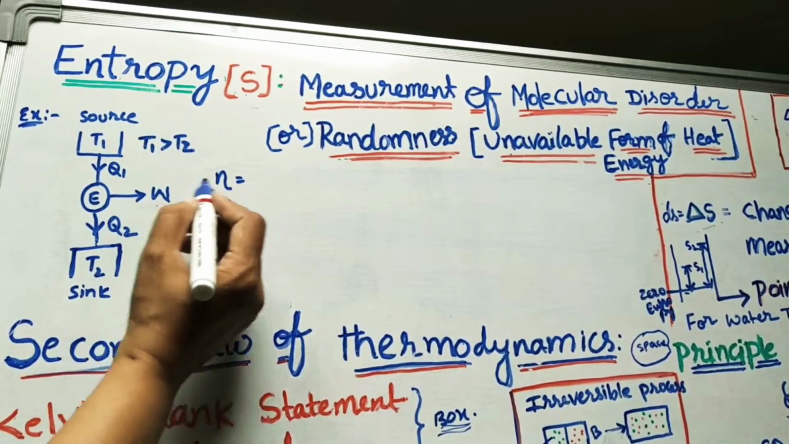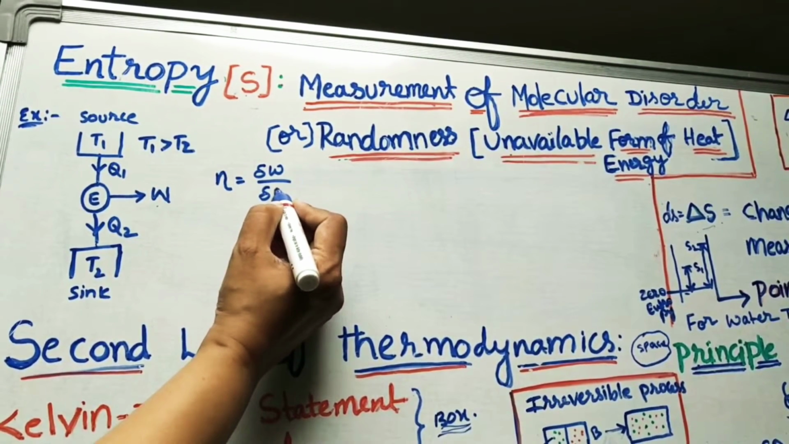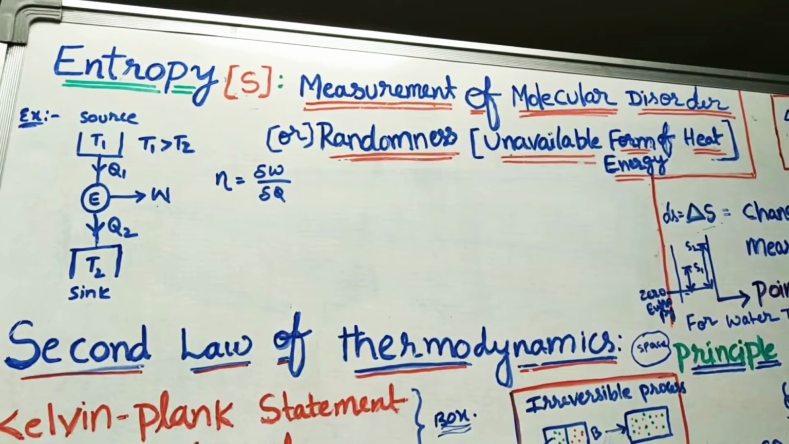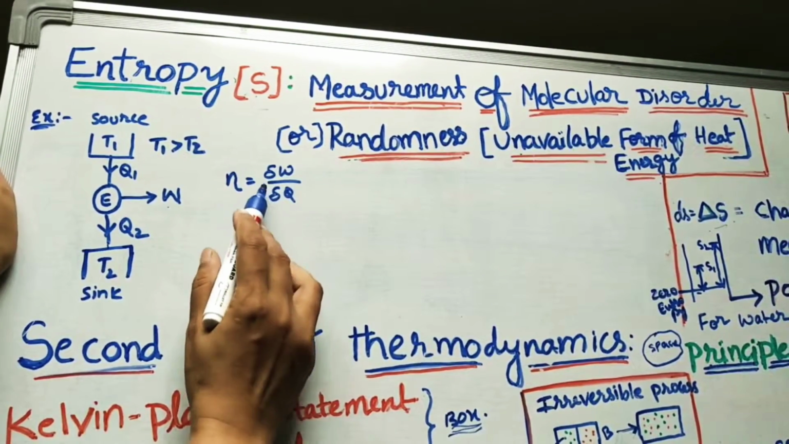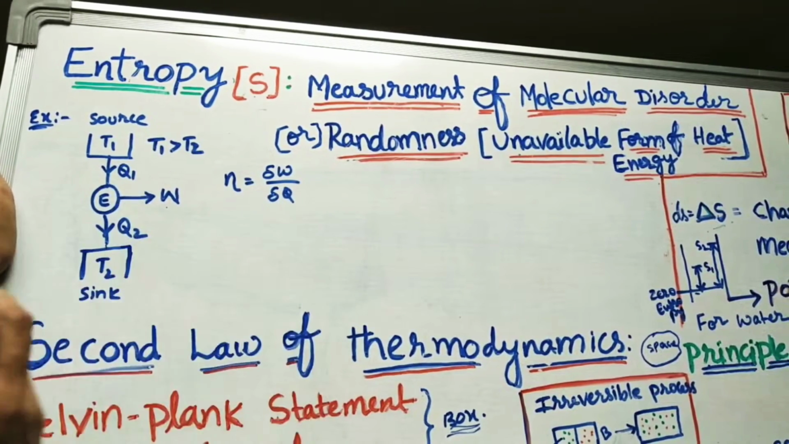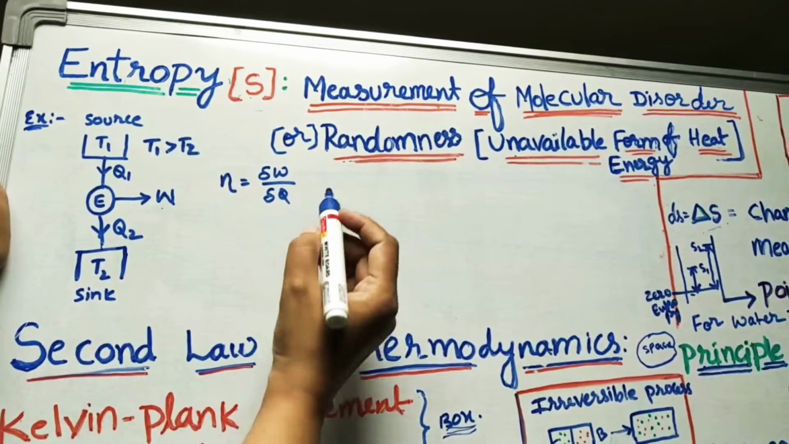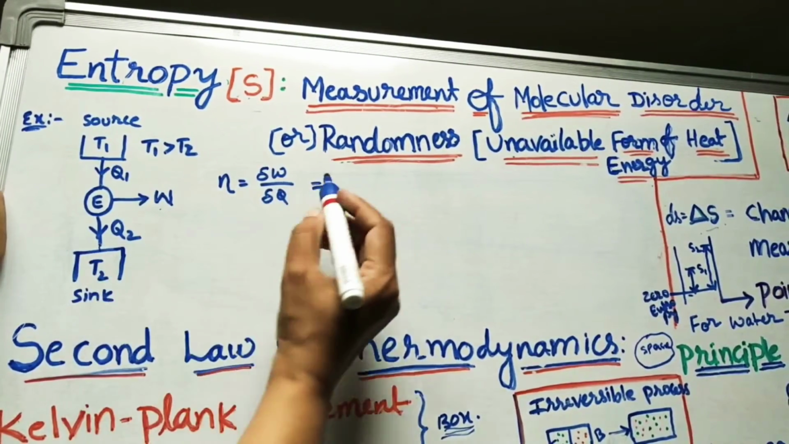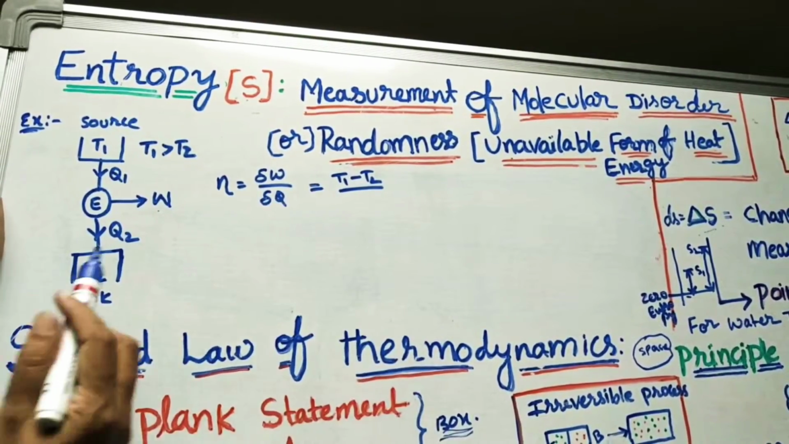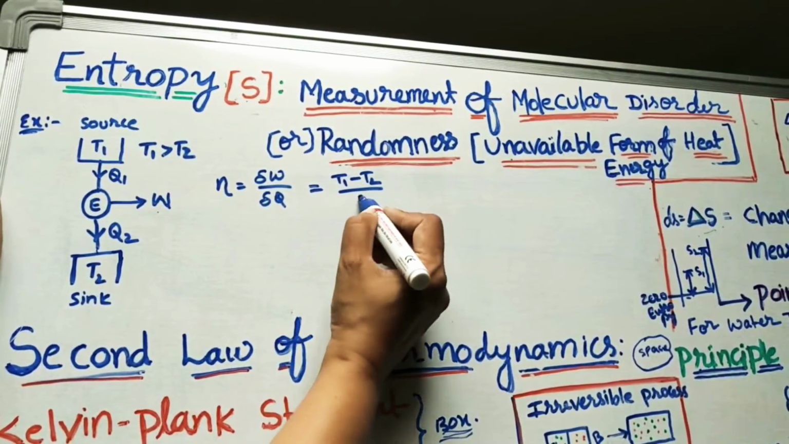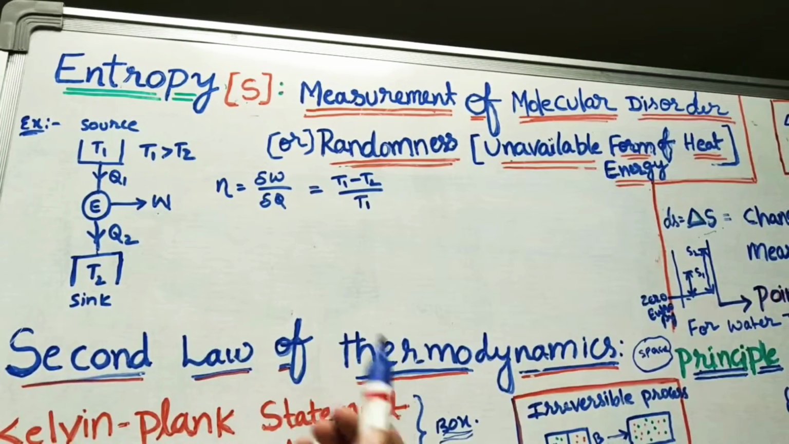So let us take the work done as delta W, and the heat transferred to the engine as delta Q. So the efficiency of the engine is the work done divided by the heat supplied to the engine, delta W by delta Q. Now in terms of temperature, the formula is (T1 minus T2) by T1. We derived this in the last class while explaining the second law of thermodynamics.